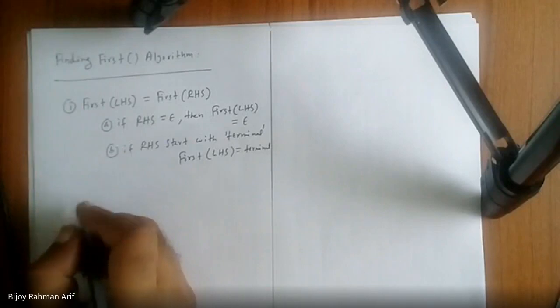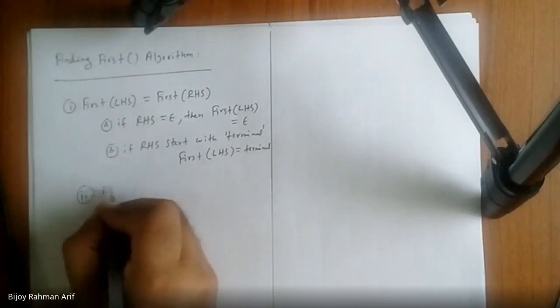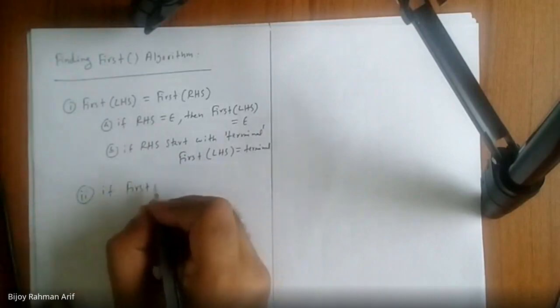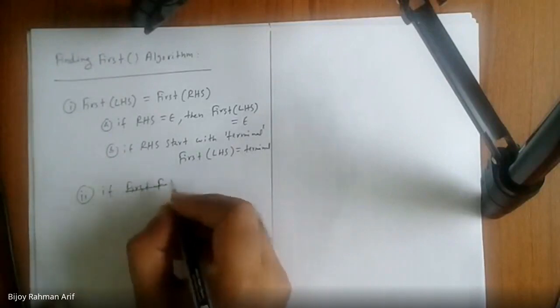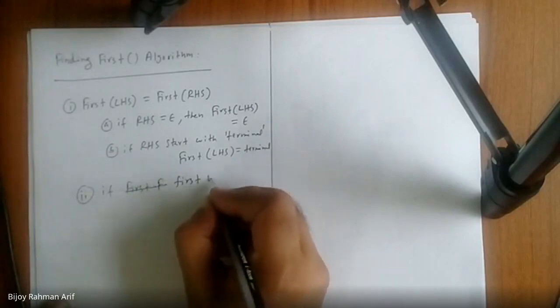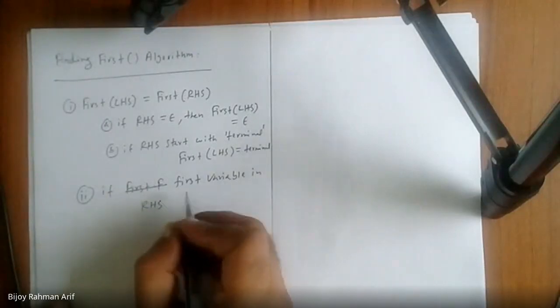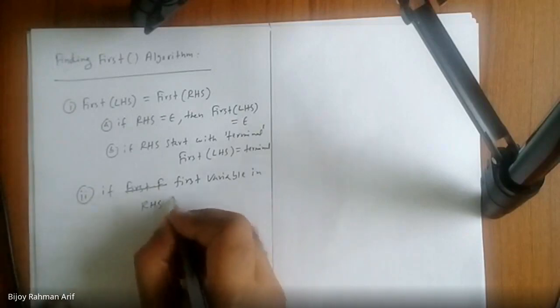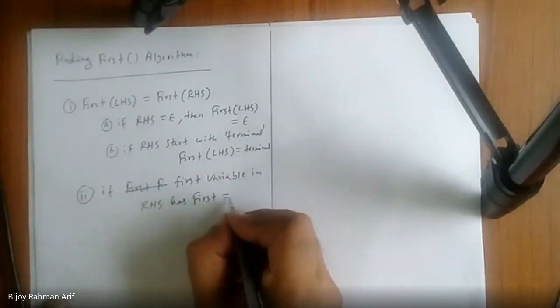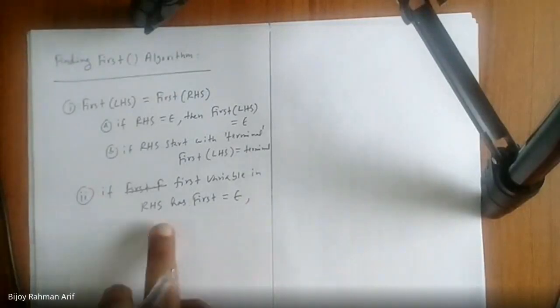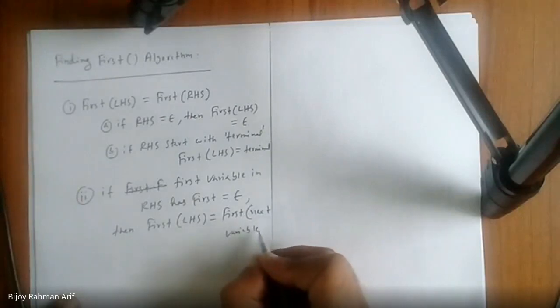Now let's go to the next rule. If the first variable in RHS has first equal to epsilon, then first of LHS is the terminal, first of epsilon, then first of the next variable of RHS. Am I right or not?